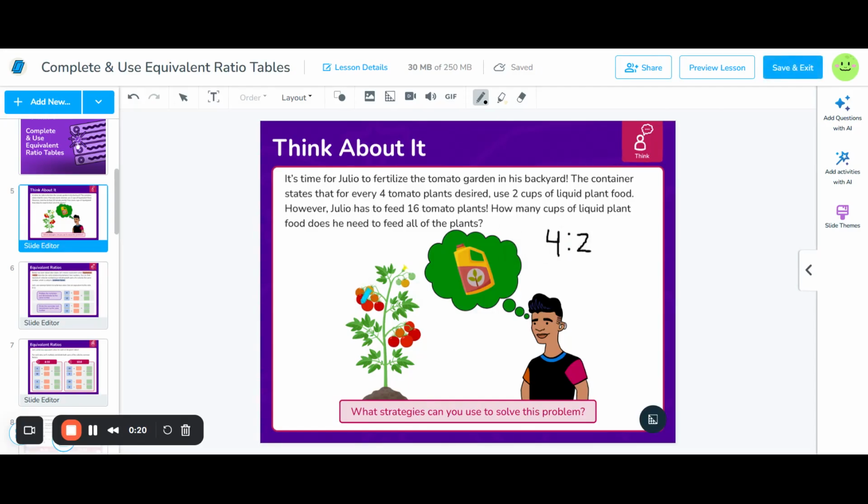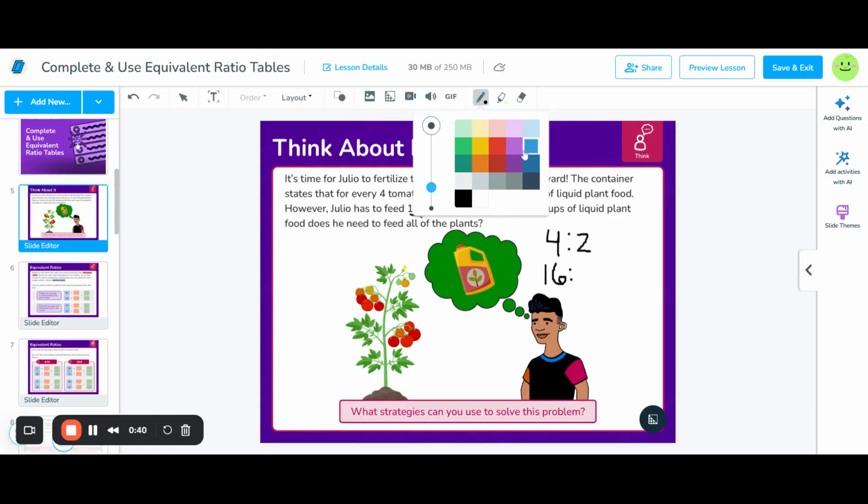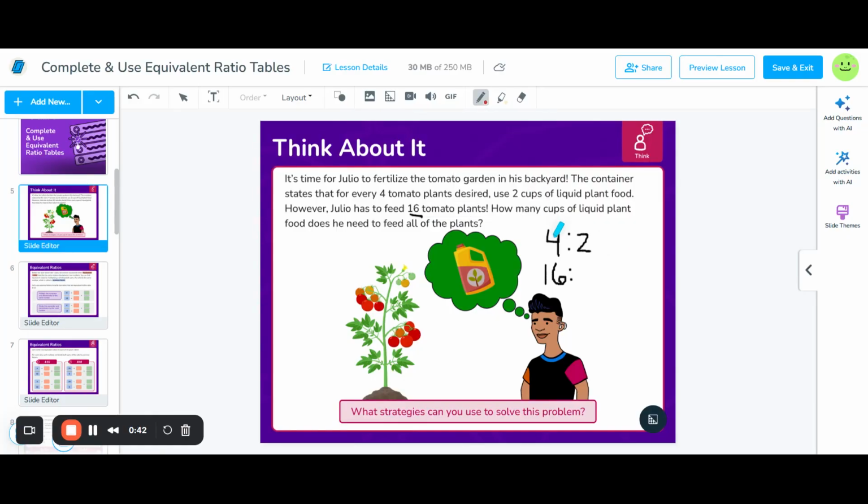But he doesn't just have 4 tomato plants. He has 16 tomato plants. So how many cups of liquid plant food does he need to feed all of his plants? Let's make an equivalent ratio, 16 to something else. If we want to find out what this equivalent ratio is, then all we need to do is think about what would it take to go from 4 to 16? Like 4 times what is 16?